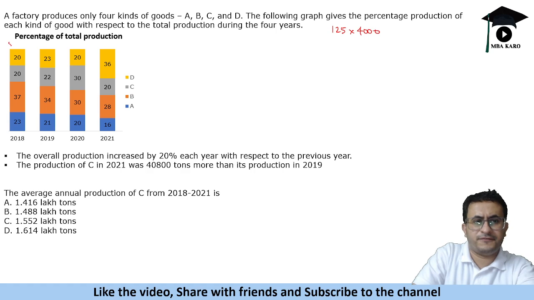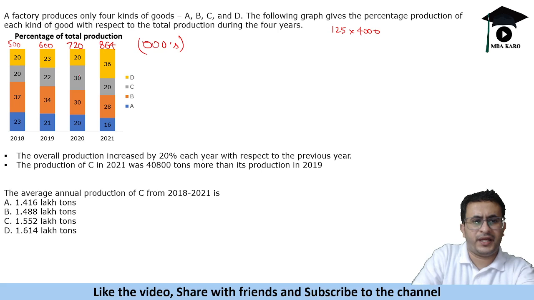So how much was this? It was 500,000. I'm not writing the thousands. So this is 600,000. This was 720,000. This is 864,000. And these are in thousands.